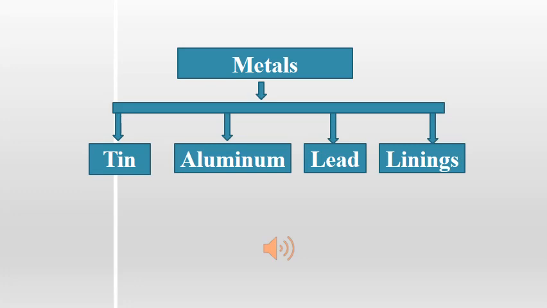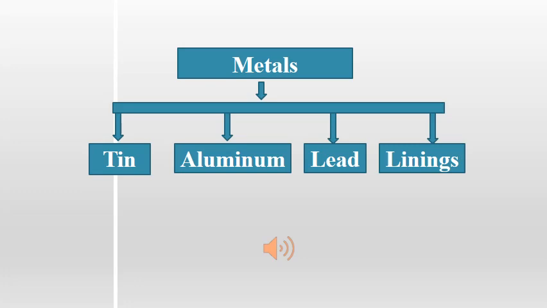Metals are very commonly used for making the containers for pharmaceutical packaging. These include tin, aluminium, tin plated steel, stainless steel, lead, and linings. Because of its chemical reactivity and considerable weight, along with high cost, its use is decreasing, but they are still used for collapsible tubes for semi-solids and foils for strip and blister packaging.